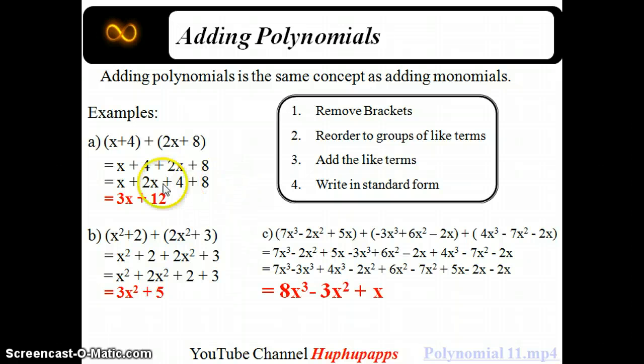So here's some examples. (x + 4) + (2x + 8). First thing is get rid of the brackets. Now to get rid of the brackets, what we're really doing is we're taking the sign that's in front of the bracket and we're going to distribute it in. In this situation it's a positive, so nothing really changes. A positive and a positive x is a positive x. A positive and a plus 4 is a plus 4, so those brackets are gone.